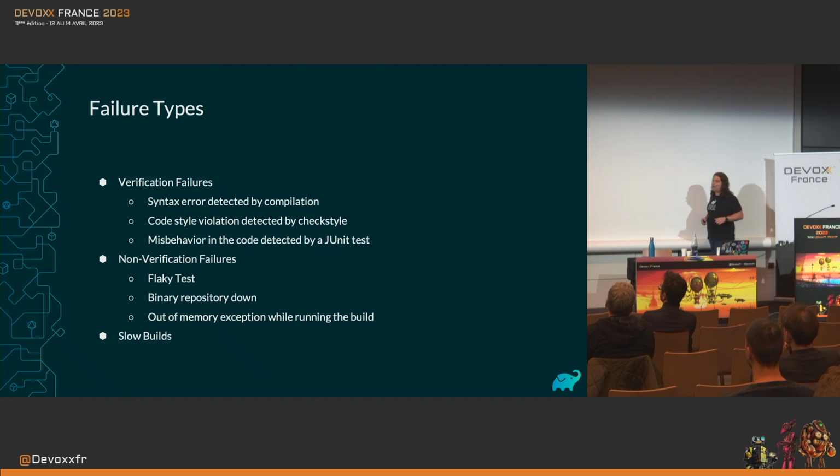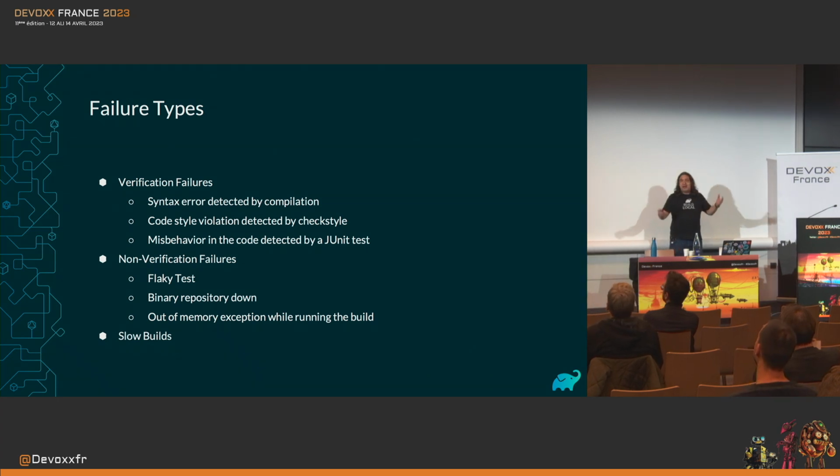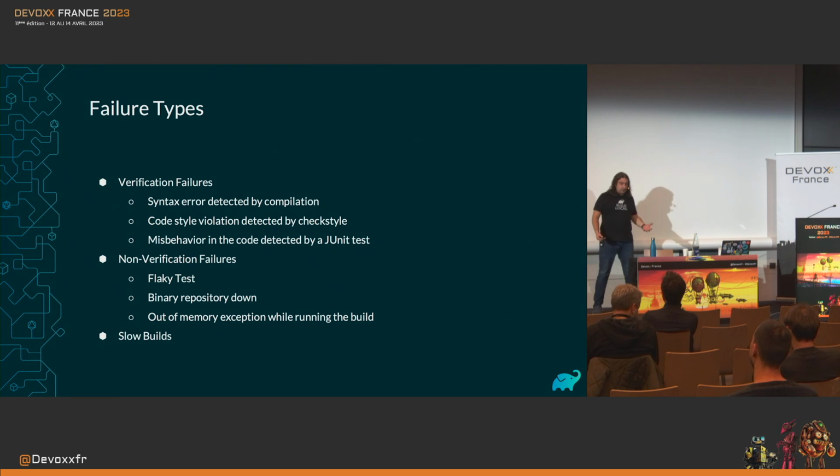Non-verification failures are where things tend to get difficult. Flaky tests, for instance, but also maybe a binary repository is down, or some OOM exception when running the build, or you're hitting an API to do an integration test and you're getting 500 errors, right? These can be a little harder because they're not necessarily expected as part of your own workflow, but they definitely are impacting you. And these are ones that are harder to visualize without aggregating them too.